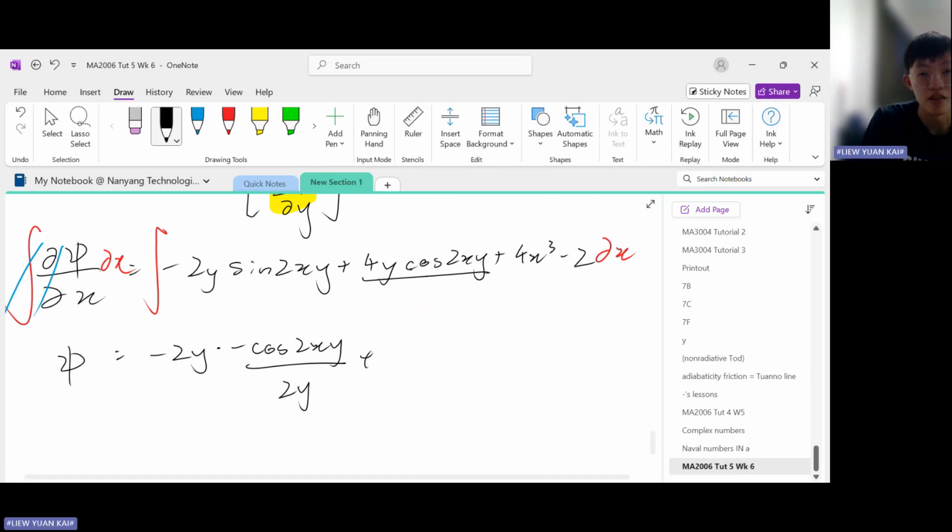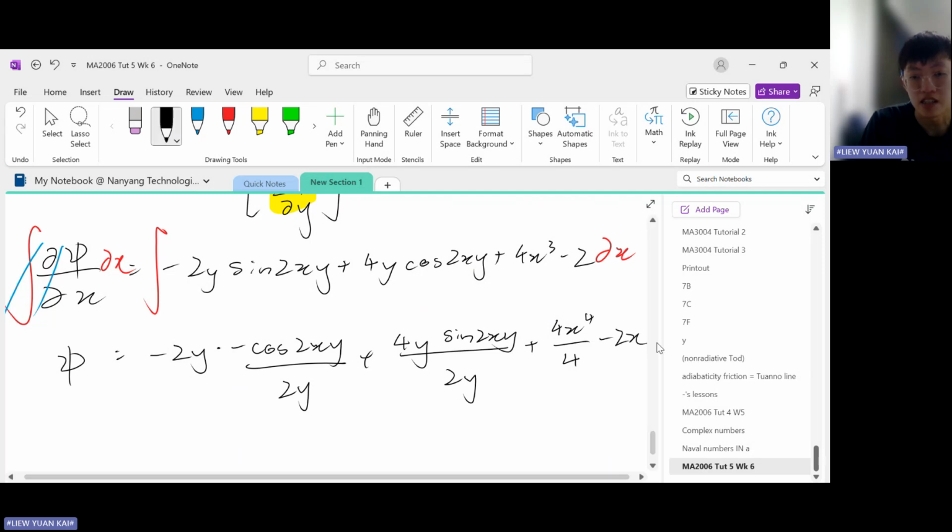Next, we will integrate this term. So 4y is just a constant, so copy it down. Integrate this with respect to x. Integration of cos is just sine. And don't forget, divide by the differentiation of the inside with respect to x. So y is a constant, so it will be divided by 2y. Integrate this, so it will just be power plus 1 divided by the new power, minus, integration of a constant, just insert x.